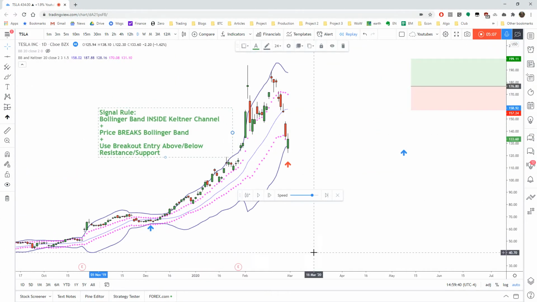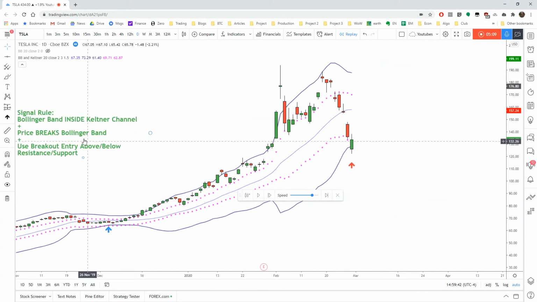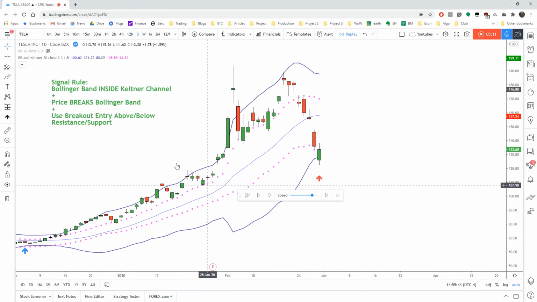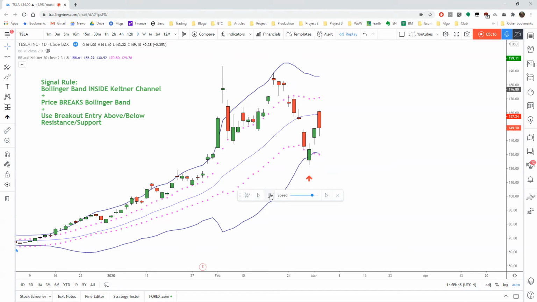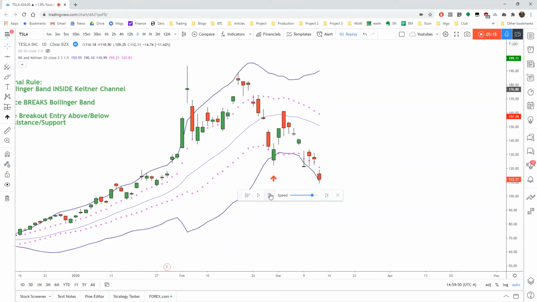So if we look at our rules, this does not quite follow the order that we set out for the Bollinger Band to first be inside the Keltner channel. And it did not quite work out the way it was supposed to. In fact, it might have given us a false breakout.